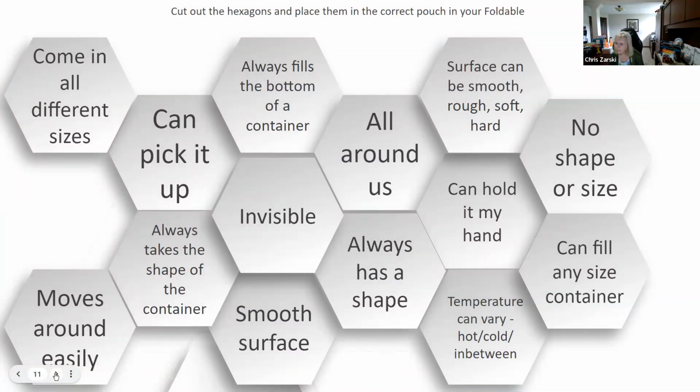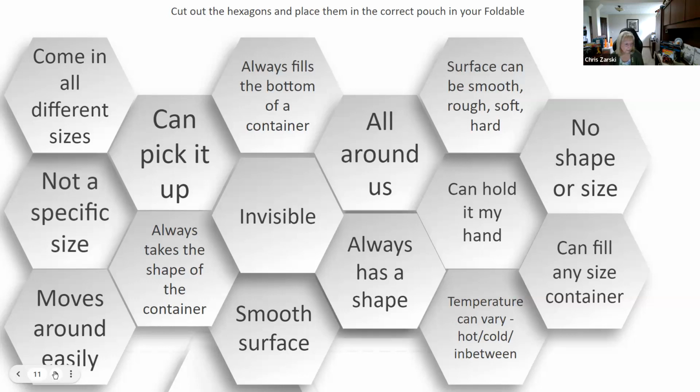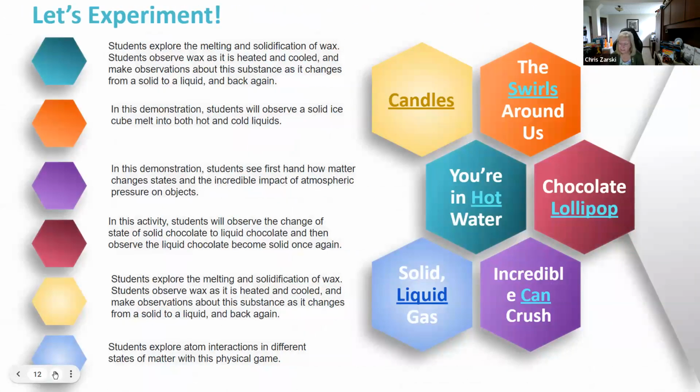We have a card sort in here, and we've been using sorts quite a bit in living systems as well as occasional ones in matter, but more in living systems, where they go through and they can cut these out. So you have a master sheet for this that you can grab. And they cut out the hexagons, place them in the correct pouch. And that pouch is from a foldable that's made in grade 3. So you can get all of these from the grade 3 folder. They're all housed in there. And again, it's just an interactive activity.